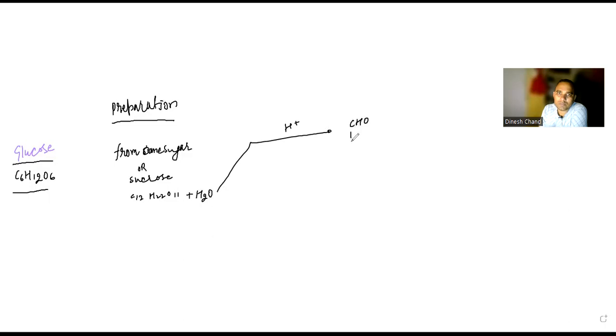CHO, then CHOH, how many times, student? 4 times. And this is the CH2OH. This is right, student, that becomes glucose.